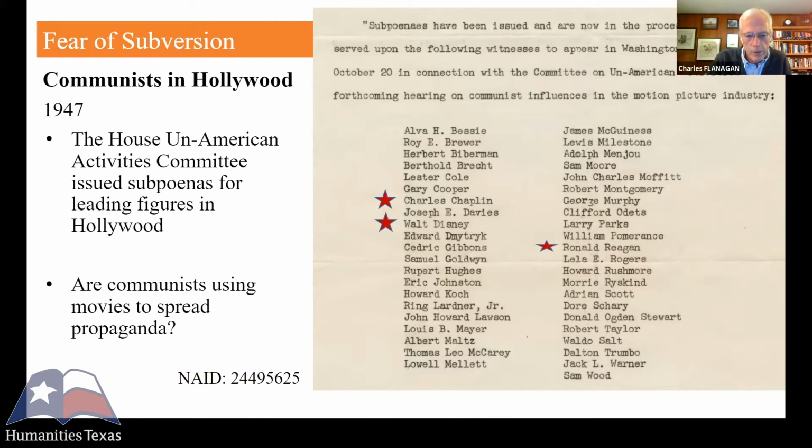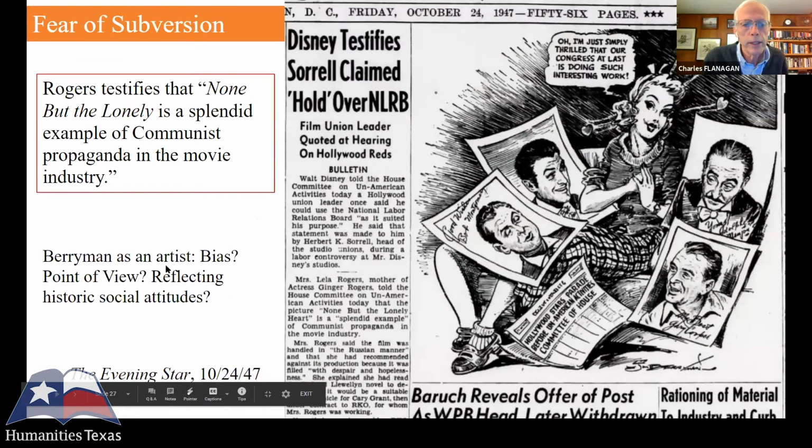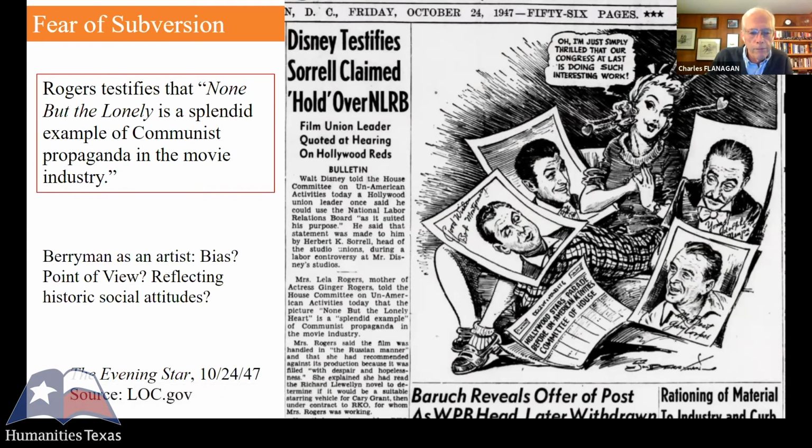And I put stars next to three of them just because, we could talk about the whole list, but Charlie Chaplin, Walt Disney, and some guy named Ronald Reagan, whom we'll hear from later. But are communists using movies to spread propaganda? Well, Leela Rogers, who is the mother of Ginger Rogers, testified that yes, they were. And in fact, the movie None But the Lonely is a splendid example of communist propaganda in the movie industry. So Americans are worried the Russians are causing trouble in Europe, and the movies are perhaps causing trouble at home.